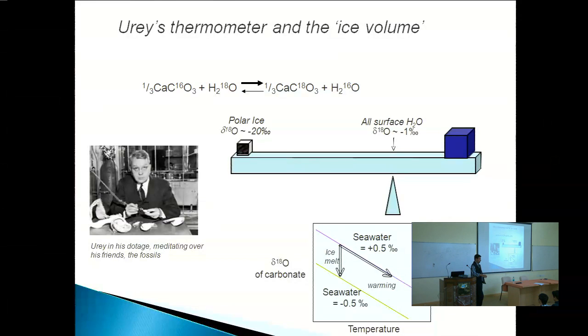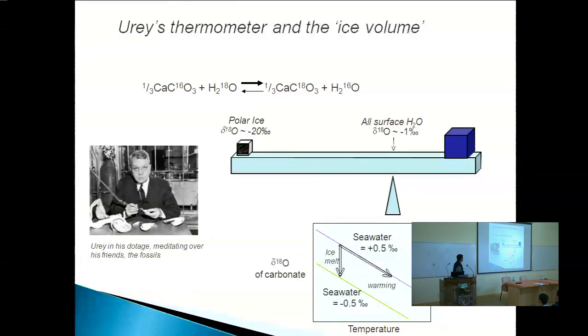Urey mineral experiment, no. He didn't get the Nobel for that. He did it, the same Urey, but he didn't get it for that. He got it for the discovery of heavy water, which is used as a coolant, or it retards the movement of neutrons and other particles in a reactor. Now, heavy water was discovered by him. But he is also the person who discovered this art of thermometry and talked about the ice volume effect in Earth's history.